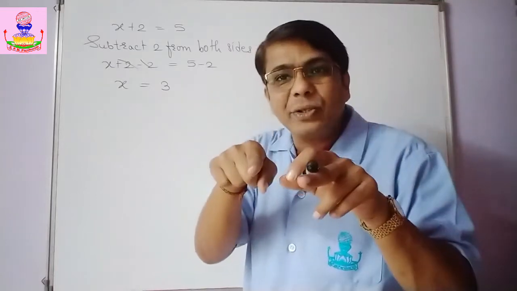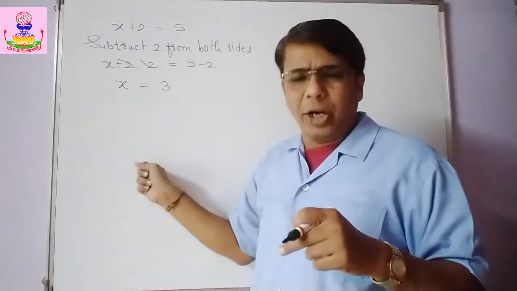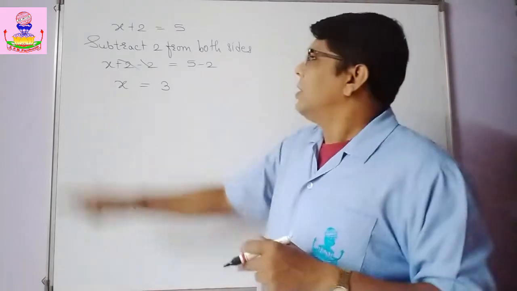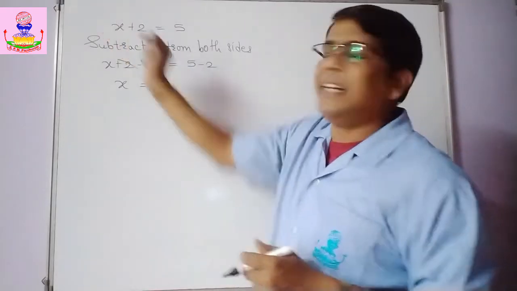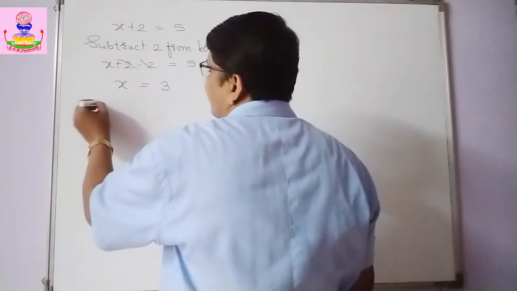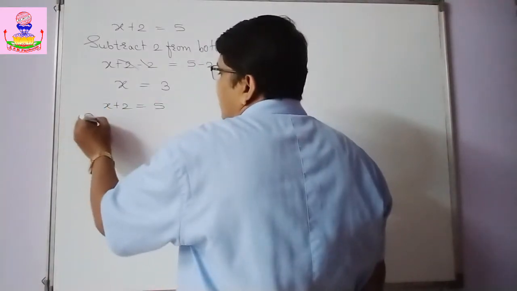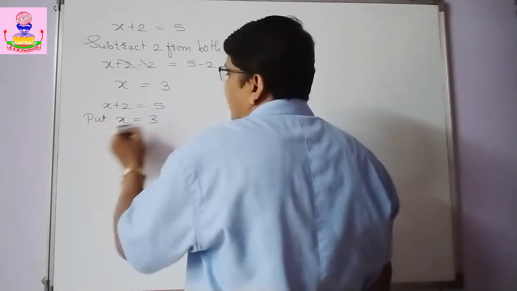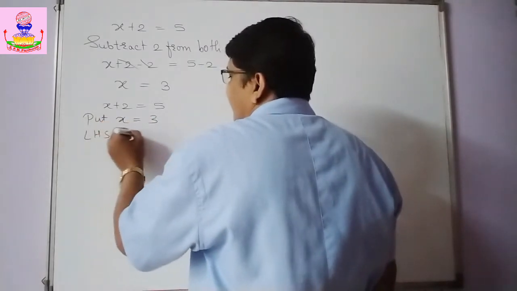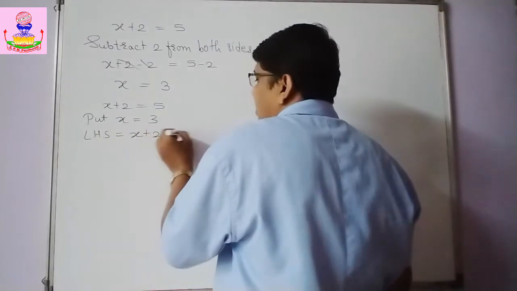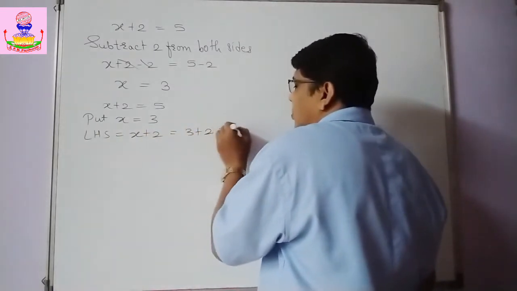Now you can check it. You can verify whether the answer I have got is right or not. How? Substitute here. So in this equation, x plus 2 is equal to 5. Put the value of x. Put x is equal to 3. See what you get? LHS, x plus 2, that is equal to 3 plus 2, that is equal to 5.